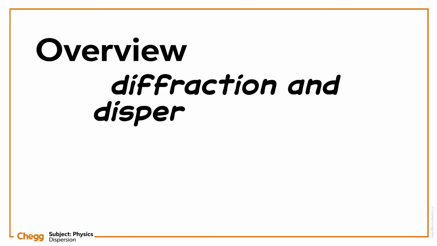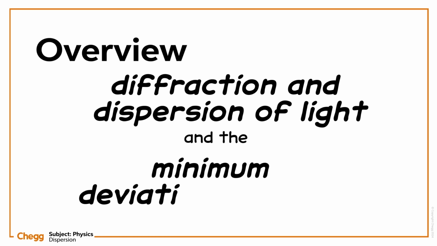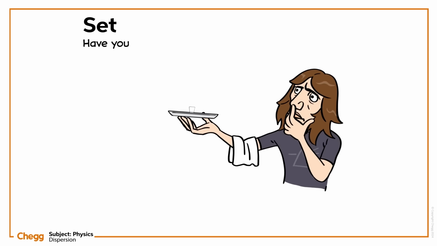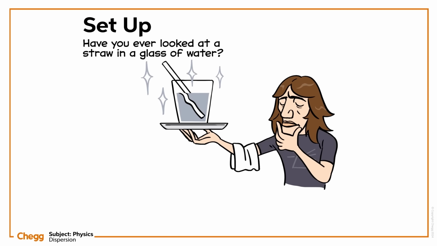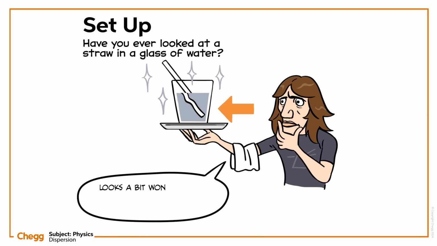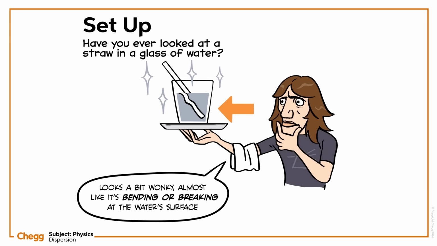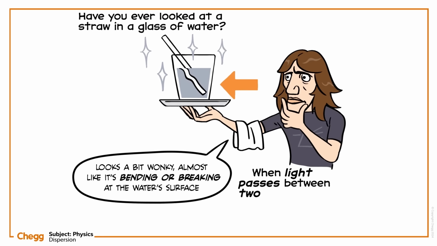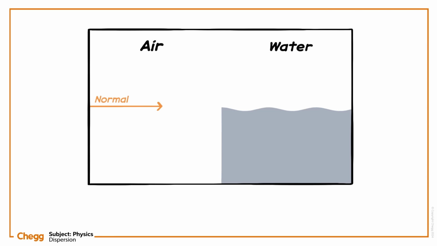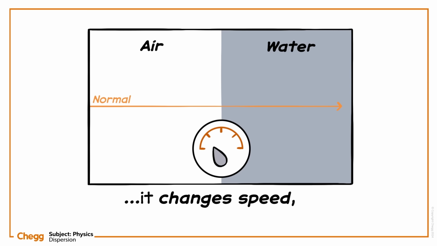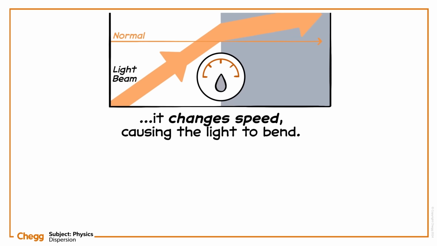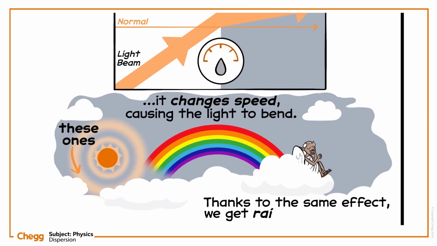In this animation, we'll consider the diffraction and dispersion of light and the minimum deviation equation. Have you ever looked at a straw in a glass of water? From the side, it looks a bit wonky, almost like it's bending or breaking at the water's surface. When light passes between two mediums, in this case air and water, it changes speed, causing the light to bend. Thanks to the same effect, we get rainbows and halos.